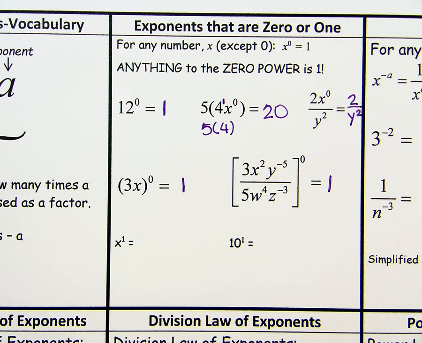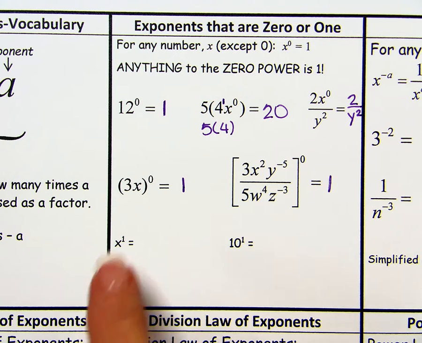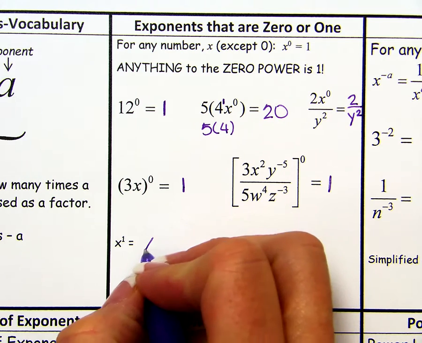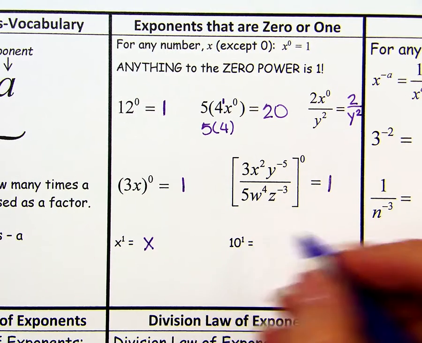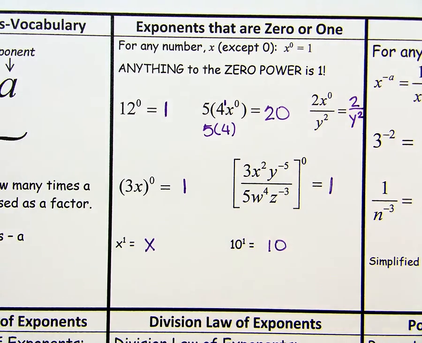An exponent of 1 is something we don't usually write down. So x raised to the first power is simply x. A number raised to the first power is simply that number. So in this case, 10 to the first power is 10.